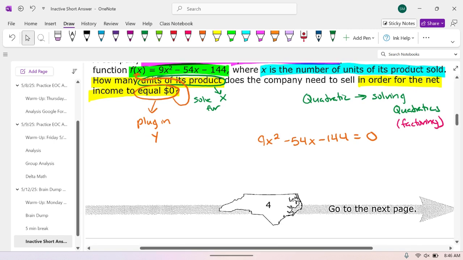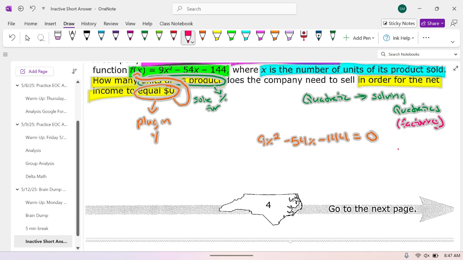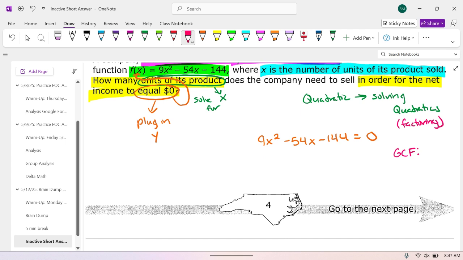So, what's my first step when we're doing anything with solving by factoring, or just factoring in general? We have to find a what first? A GCF. Do you think there's a GCF? I would say it is. What do you think it is? 9. So we're going to first divide all of our terms by 9.